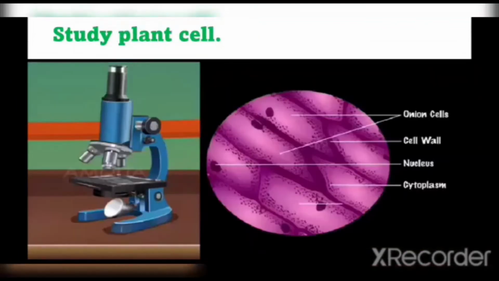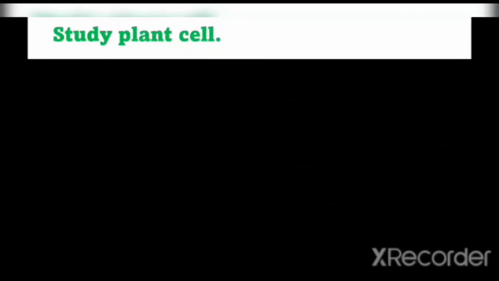Okay, let's study the plant cell. To do that activity, we need an onion epidermal cell. We can get that material easily in our kitchen. Now we watch the video.